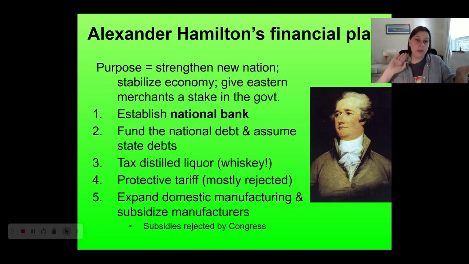And the Whiskey Rebellion is often used in contrast with Shays' Rebellion to show that under the Articles of Confederation, we had Shays' Rebellion and we couldn't put that down. The government wasn't strong enough to put that down. But now, under the new constitutional government, we have this Whiskey Rebellion, and the government easily suppressed this. So this shows that the Constitution works and a stronger central government is good, right? So that's one thing that comes out of Hamilton's financial plan.